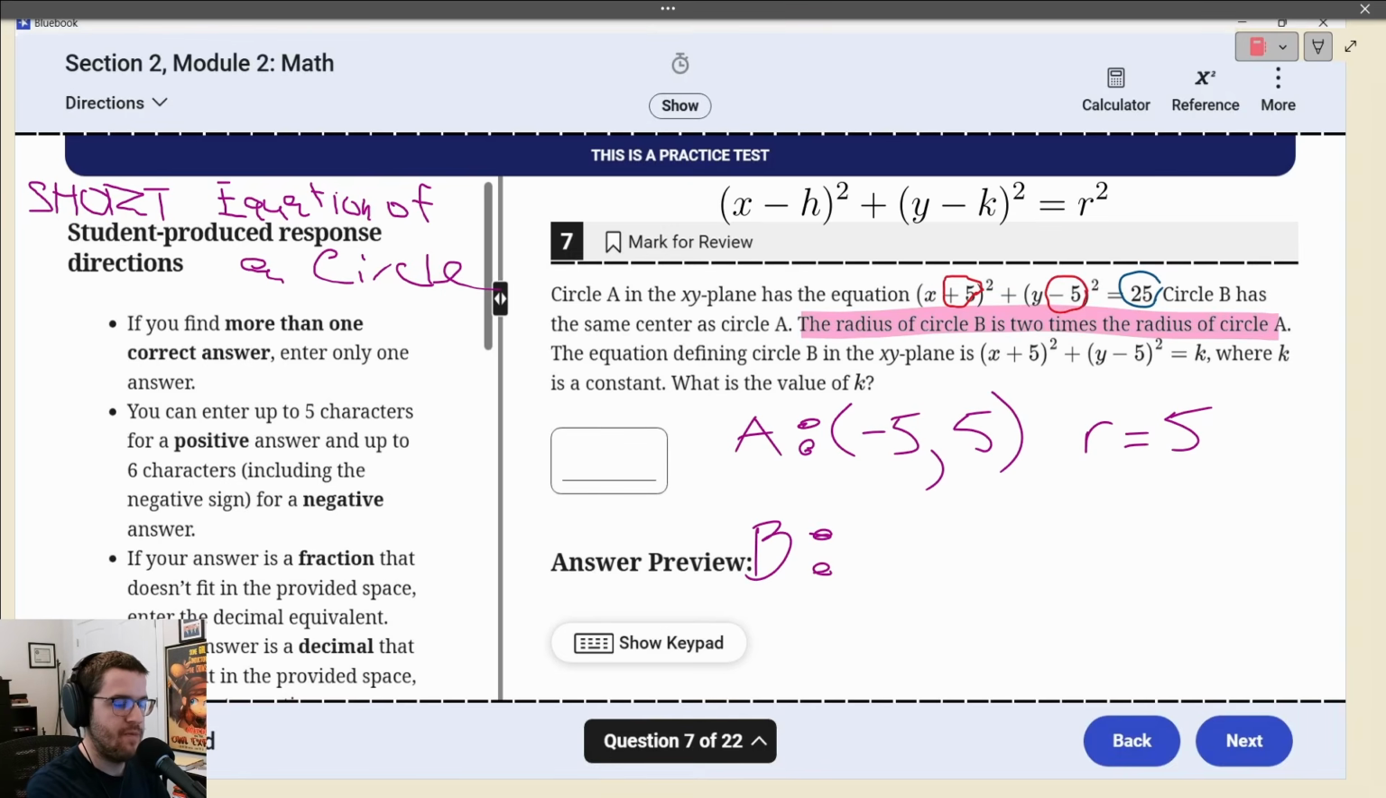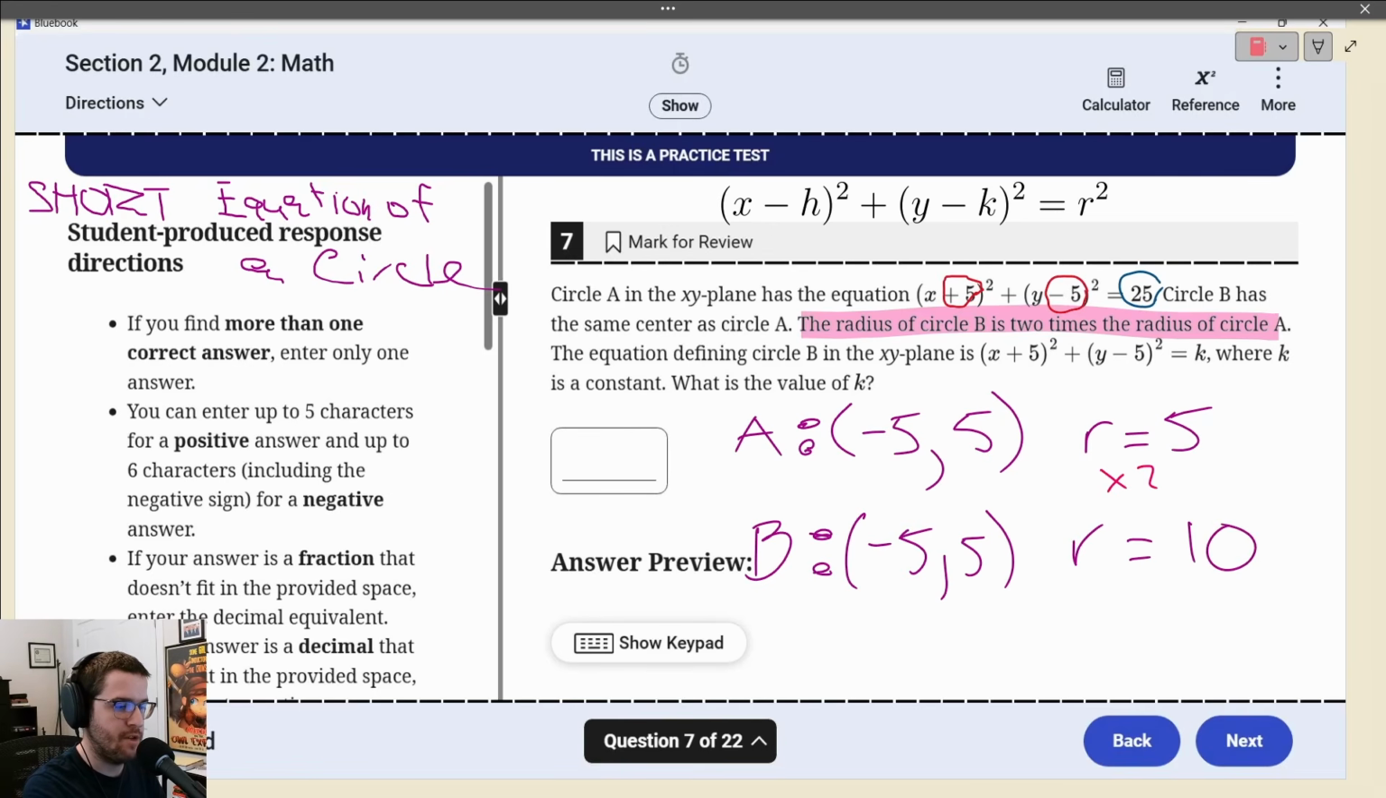Okay, so really important. The center doesn't sound like it's changing at all. They didn't say that, so the center should also be negative 5, 5. But the radius is 2 times. So the radius is 2 times 5 is 10.